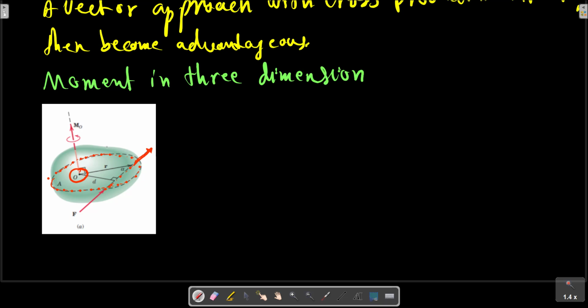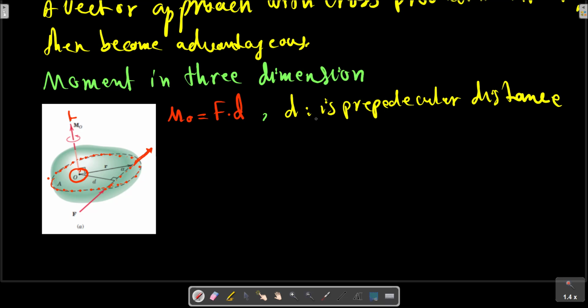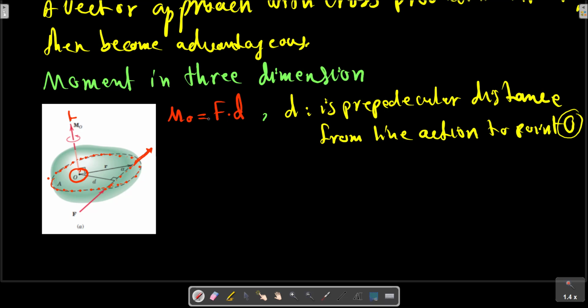The moment MO of F about an axis through O normal to the plane. This is normal to the plane. The magnitude of MO equals F times D, where D is the perpendicular distance from O to the line of action of F. This moment is also referred to as the moment of F about the point O.